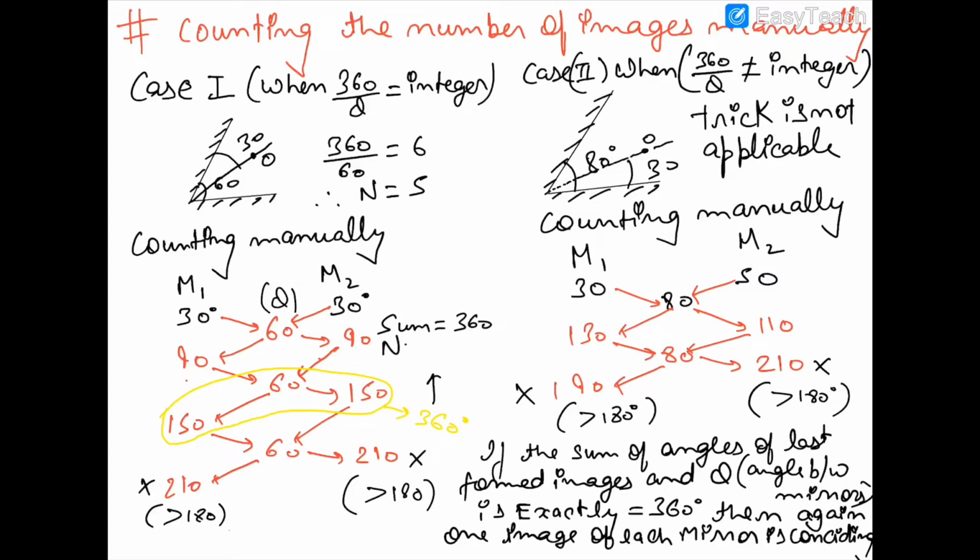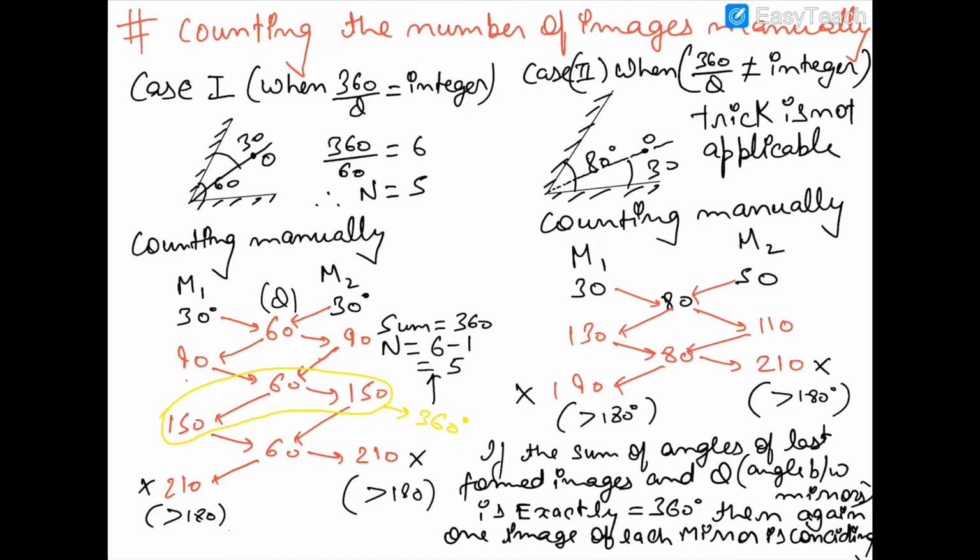Therefore, the number of images will be 1, 2, 3, 1, 2, 3, and the third image is coinciding at some point. Hence, it would be counted as a single image only. So, the number of images formed will be 6 minus 1, that is equal to 5.